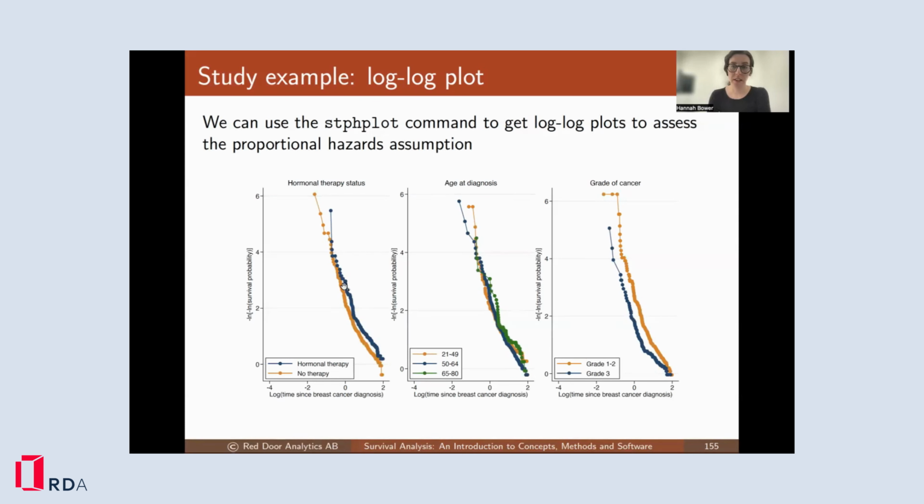It's not always exactly the same distance between the 2 lines. For age at diagnosis, this looks a little bit more severe, that they are not the same distance between or parallel lines. And then for grade of cancer, we also see that it looks like there's a gradual joining of the 2 lines towards the end of the log time since diagnosis.